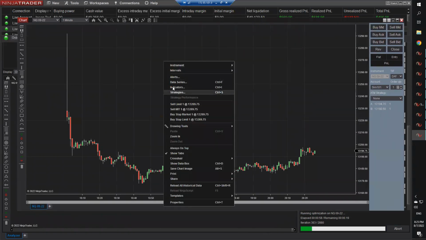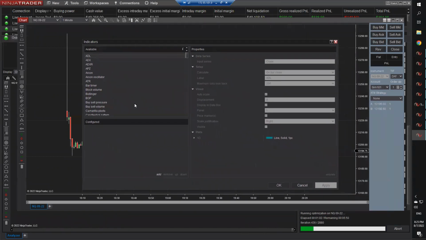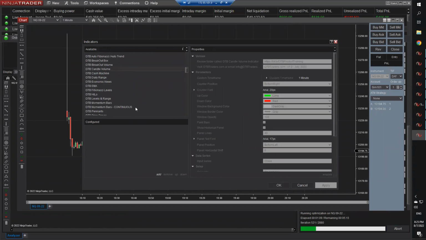And I wanted to bring up the indicator. So we covered a little bit on the call last week about our new candle volume indicator.